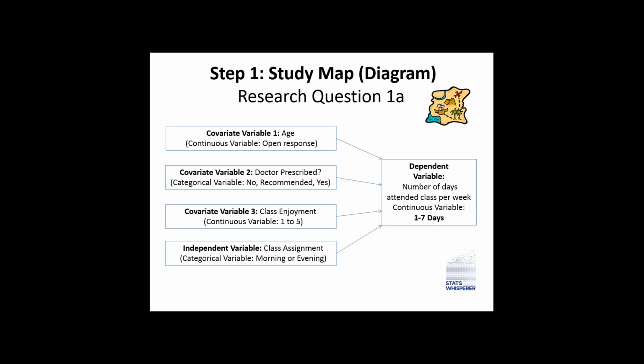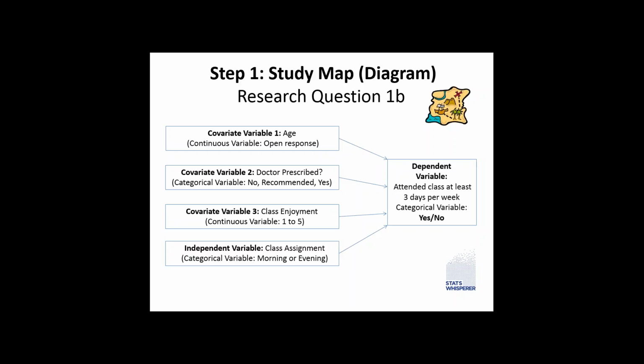So here's our study map. We have our research question 1A. The dependent variable is class attendance, measured in 1 to 7 days. And our covariate predictors of that are age, doctor-prescribed meditation classes, and class enjoyment, and the independent variable, class assignment, morning or evening. Remember, that's a variable of interest. We want to see if it's the strongest predictor of class attendance.